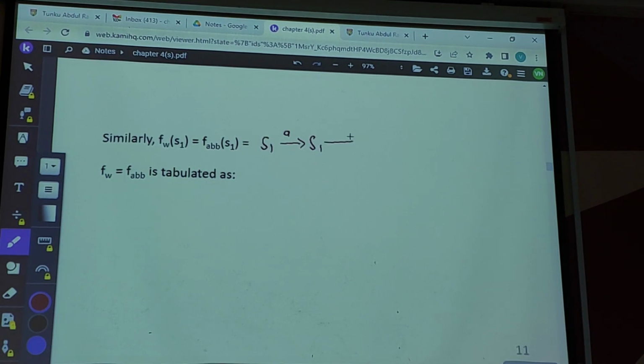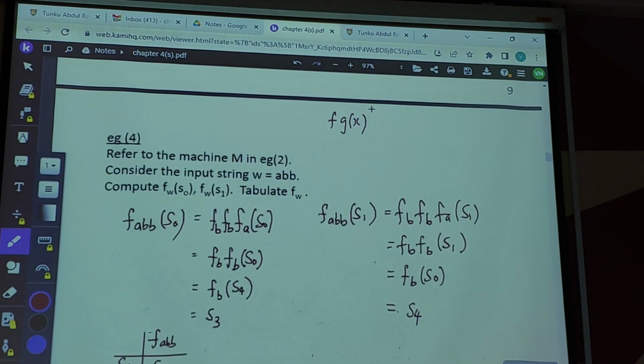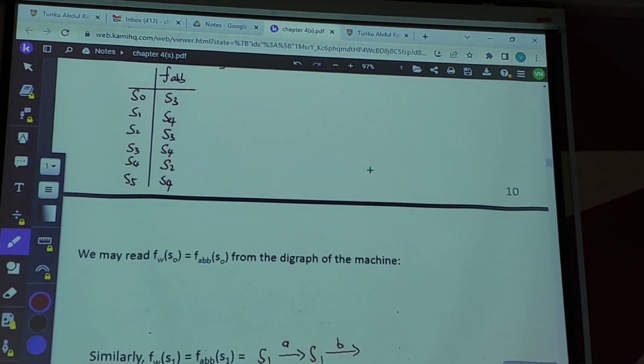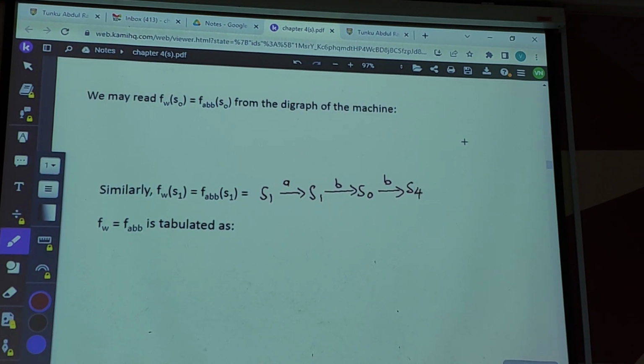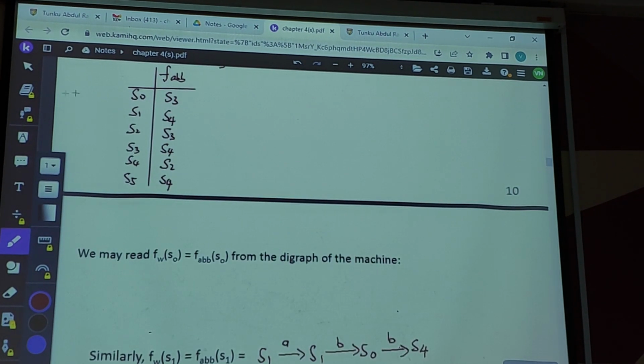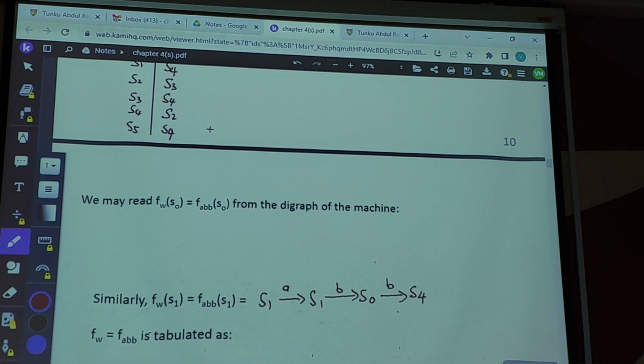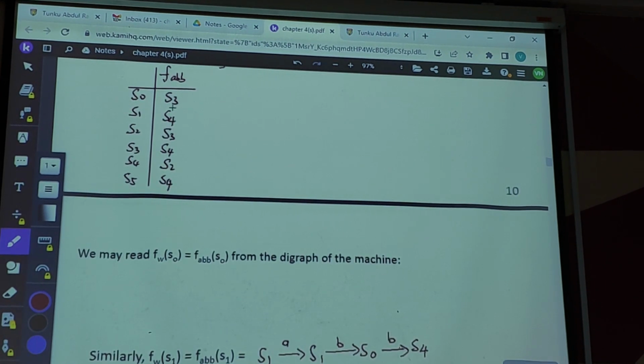And then S1 go to B. Input B go to? S0. And S0 input B? S4. So you get the same answer here, S4. Right?